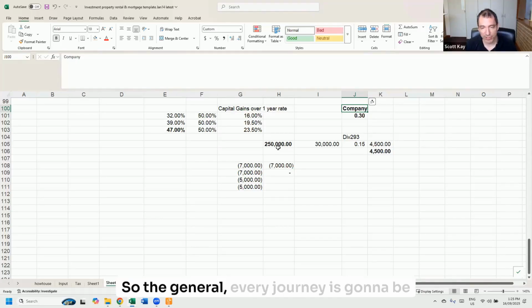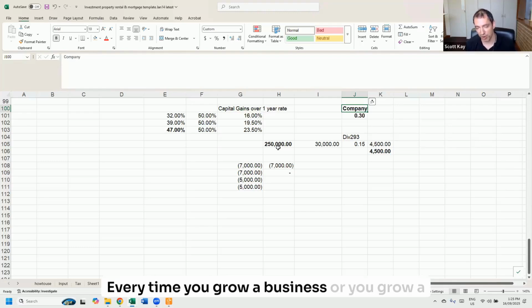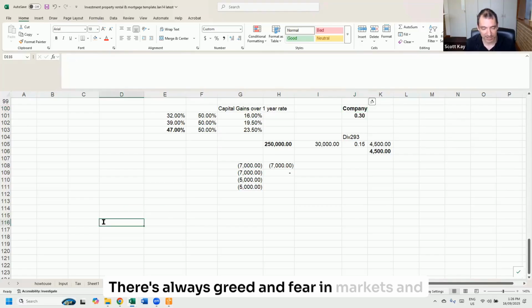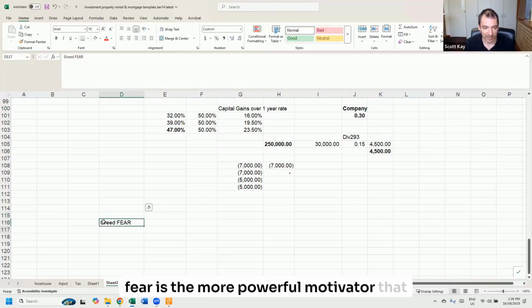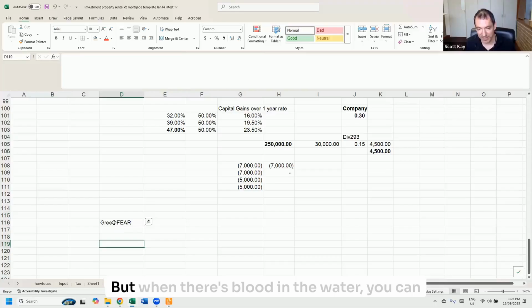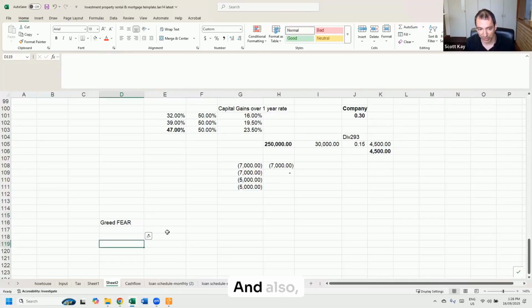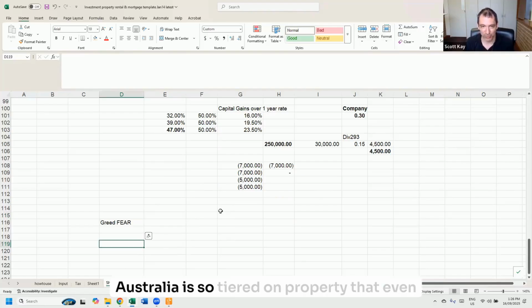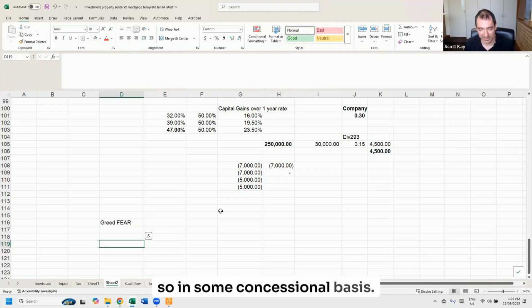So every journey is going to be different. Every time you grow a business or you grow a property portfolio, it's going to be a different season in terms of the investing clock, whether people are gloomy or buying. There's always greed and fear in markets, and fear is the more powerful motivator that causes things to drop down. But when there's blood in the water, you can get a bargain. And also with assets that are growing in value and the economy is behind them, like property, Australia is so tied to property that even if they cancel negative gearing or tax the family home, they're surely going to do so on some concessional basis.